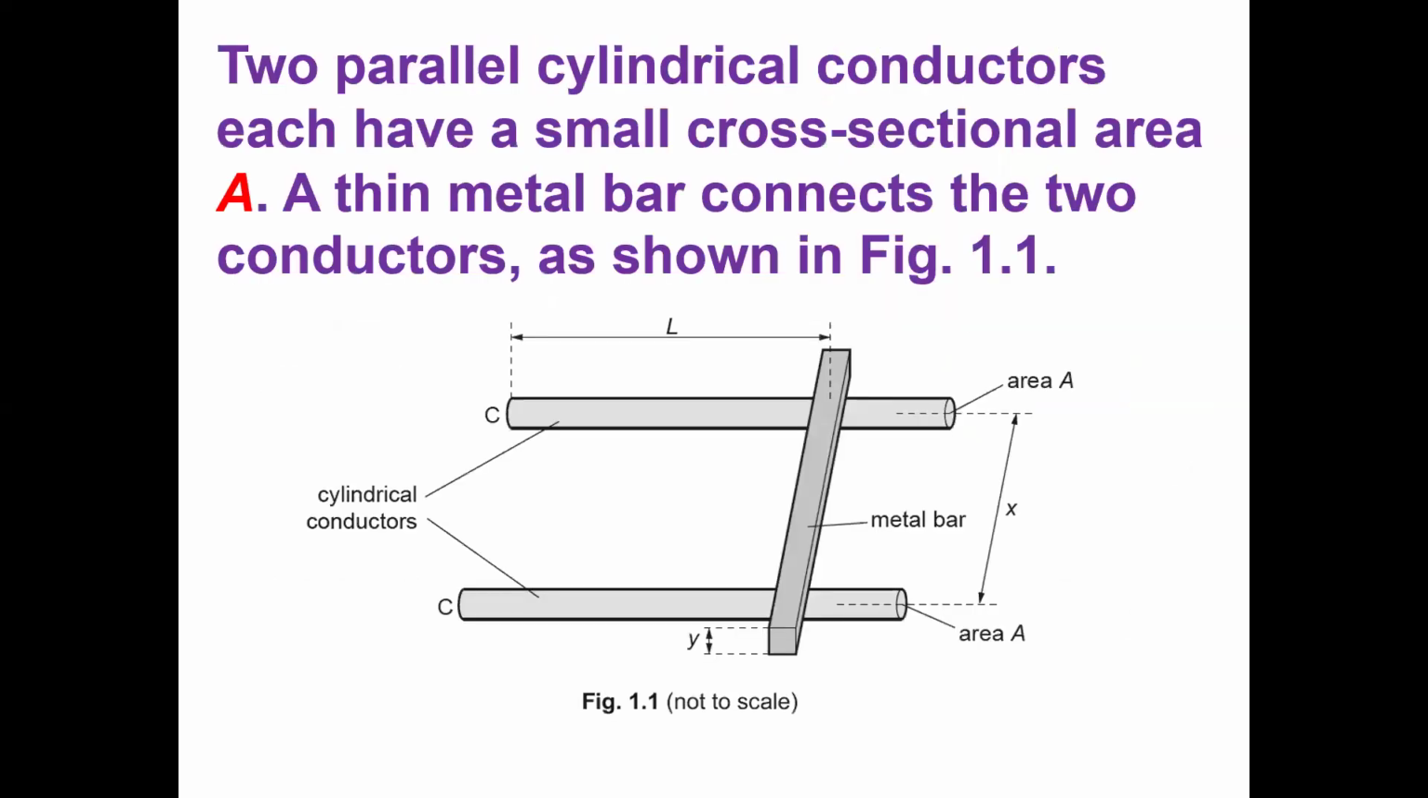June 22, paper 52. Two parallel cylindrical conductors each have a small cross-sectional area A. A thin metal bar connects the two conductors as shown. Look at this screen. The two metal conductors are there. And look at this whole diagram. These are two cylindrical conductors, long ones.